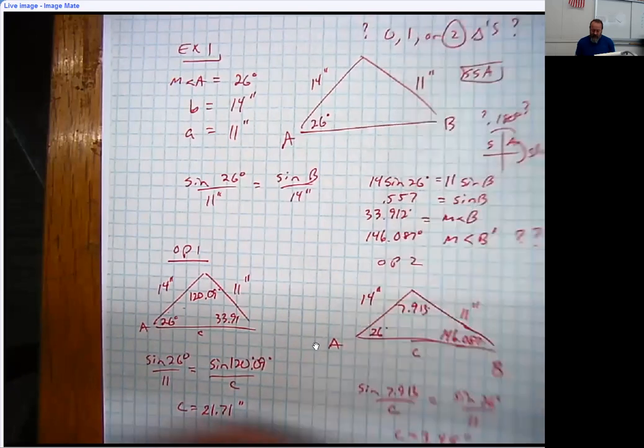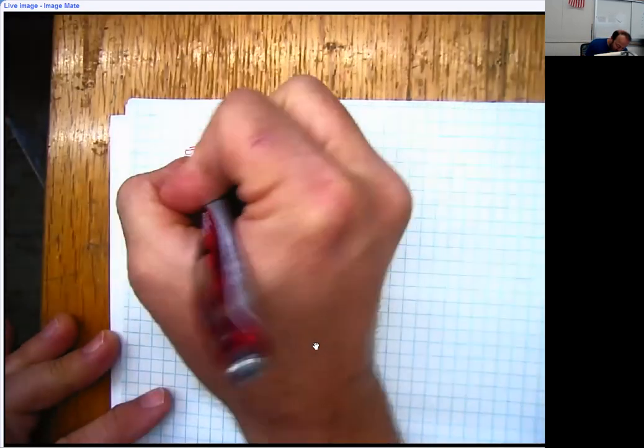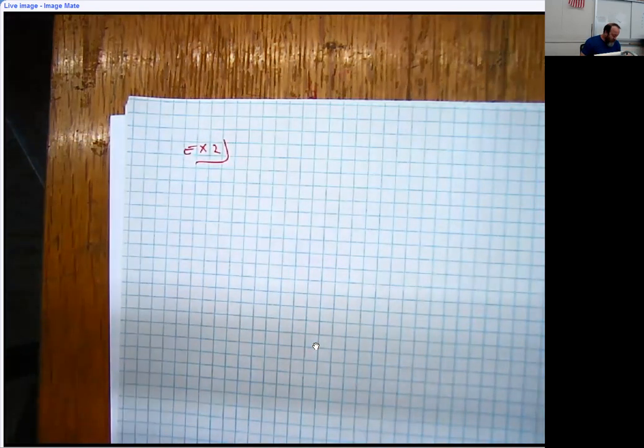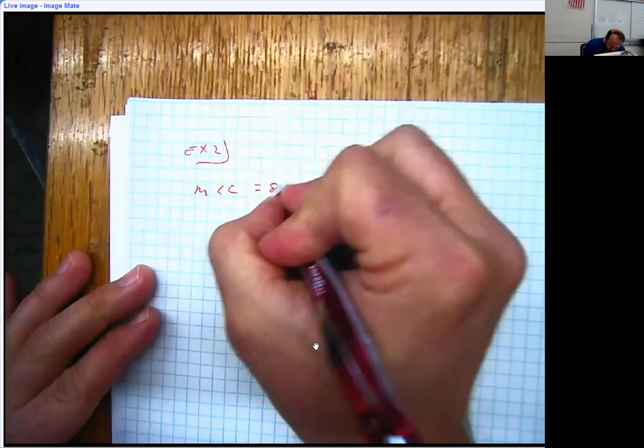Now my second example is going to be a much faster example. So let's check out example 2. Now example 2 basically says we've got the measure of angle C is 82 degrees.